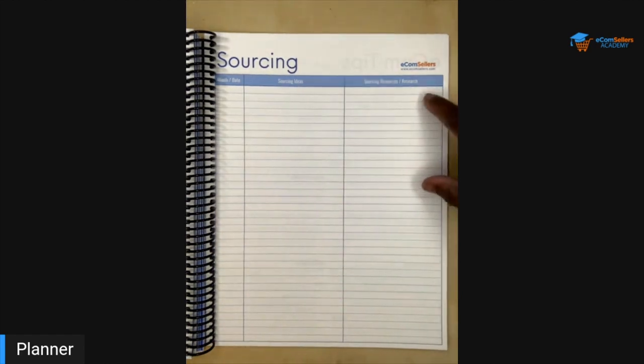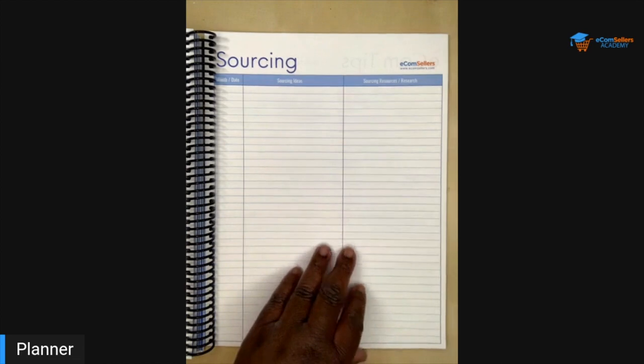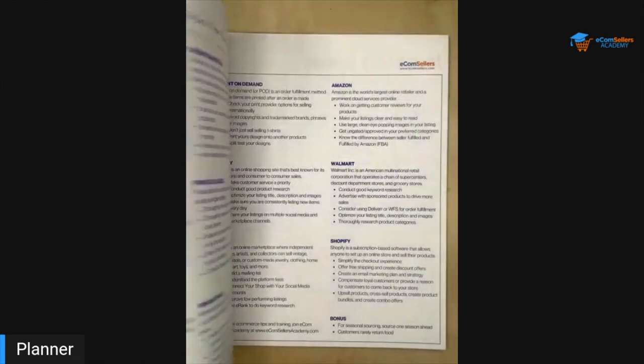And then if you have information about the source, where you're going to get it, or the research that you need to do, like who's the seller, meaning if it's wholesale, or maybe you need to go with the manufacturer, who's the manufacturer and how do you connect with them?